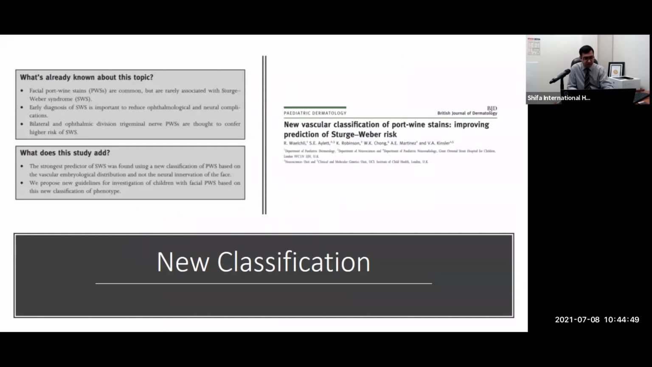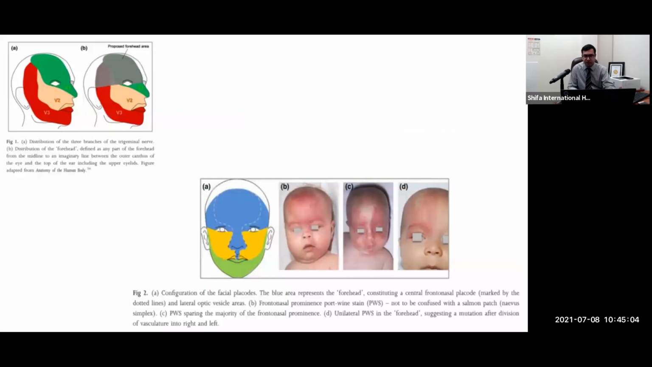Now, this is the new classification. I've given you the reference here, so you can go and look it up. It's the new vascular classification of port wine stains by Professor Kinsler and team. And you can see this is blood supply rather than nervous supply. The top left is the blood supply which we used to think at the moment. Now the new classification, at the bottom right, shows the blood supply, and anything in the blue area, which is the facial placode, needs imaging as there is more intracerebral involvement.